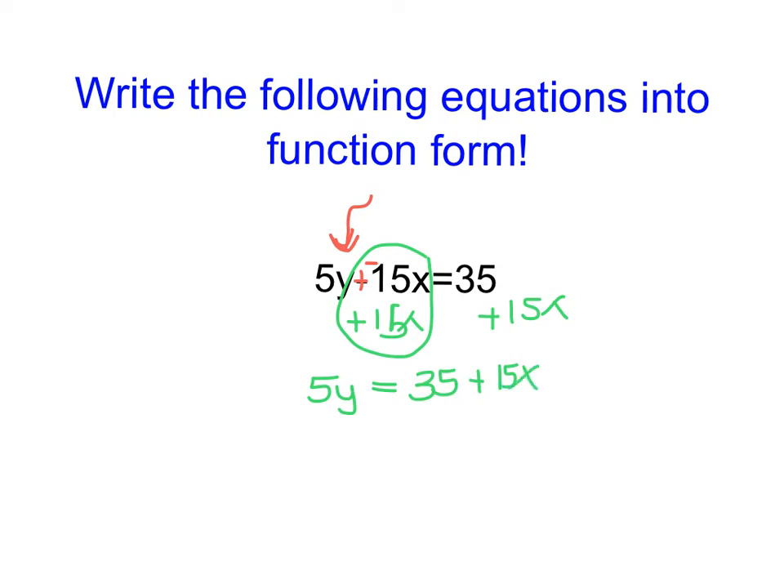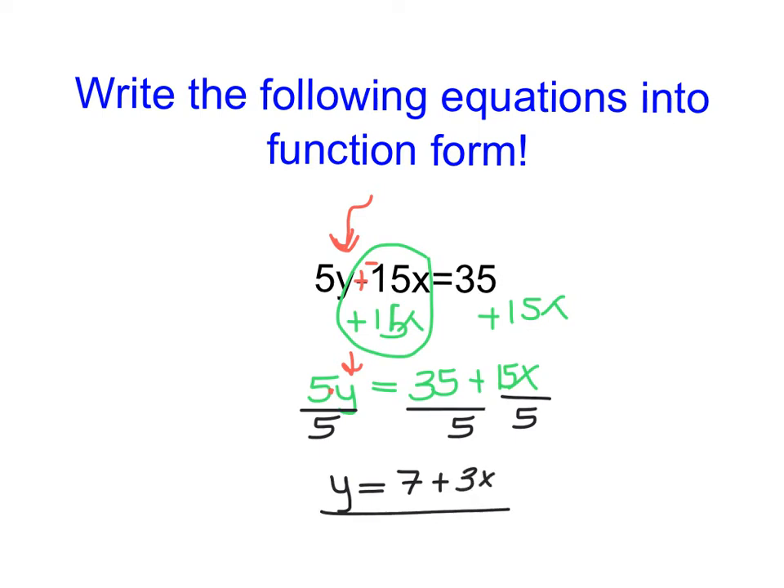Now remember, my goal is to get y completely alone, so I want to undo what's happening to y, which is a multiplication of 5. So I'm going to divide everything by 5 here. Now, I know I wrote this a little weird. That big division of 5, you can also write it as 35 over 5 and 15x over 5. Either way is okay. So we have 5y over 5, which is just y, is equal to 35 over 5, which is 7, plus 15x over 5, which is 3x.